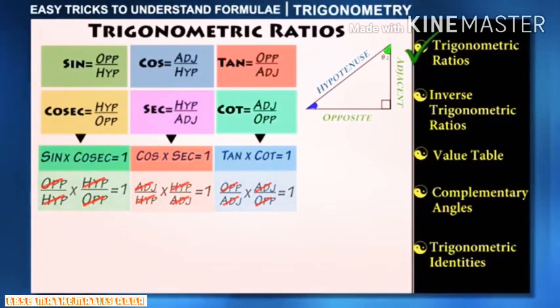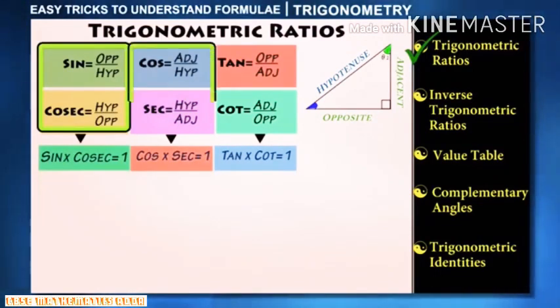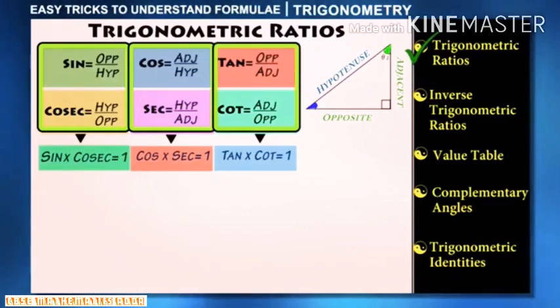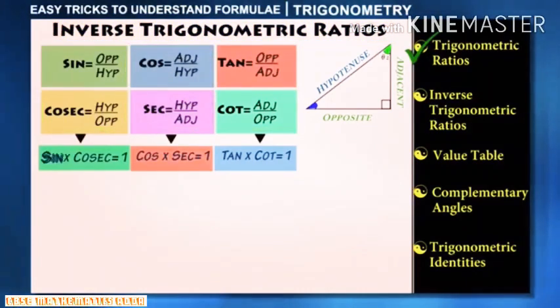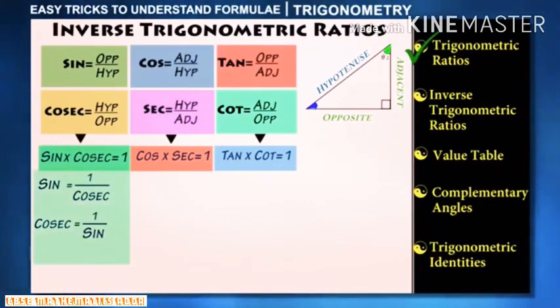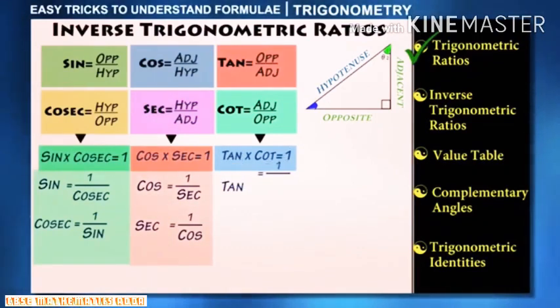And therefore, the pairs sine-cosec, sec-cos, tan-cot are called inverse trigonometric ratios. So further we write sine as 1 upon cosec, or cosec is equal to 1 upon sine. In the same way, cos is equal to 1 upon sec, and sec is equal to 1 upon cos. And tan is equal to 1 upon cot, cot is equal to 1 upon tan.